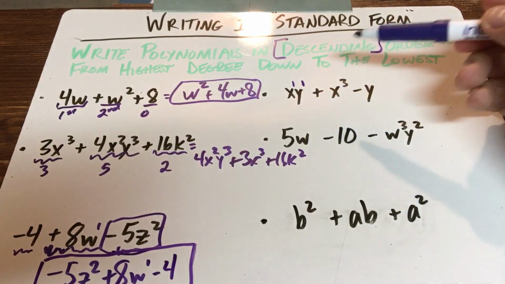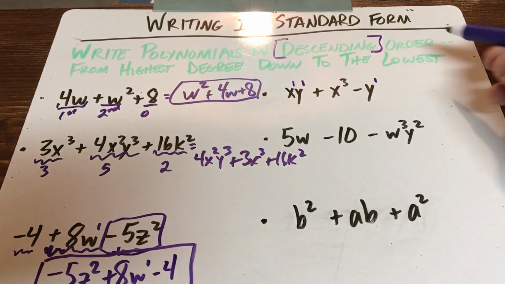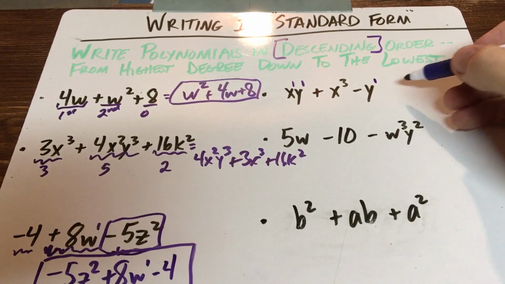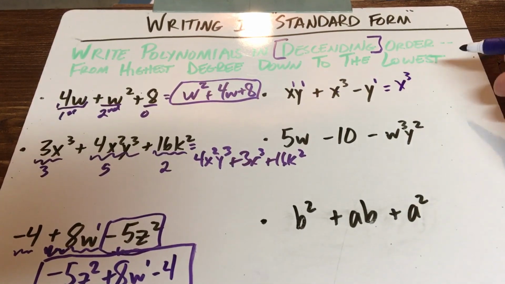Here is 1, 2. That's 2nd degree. Whoa. This is to the 3rd degree. This is to the 1st degree. So you have 2, 3, and 1. Out of all those, 3 is the highest. 3rd degree, x to the 3rd. It's positive. That goes first.